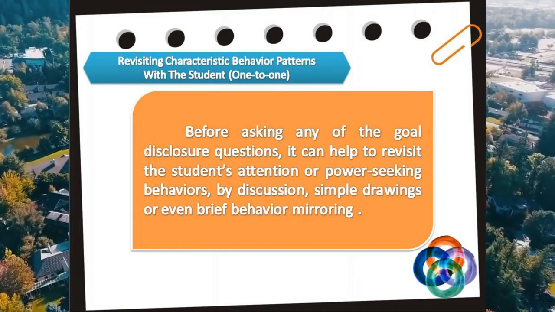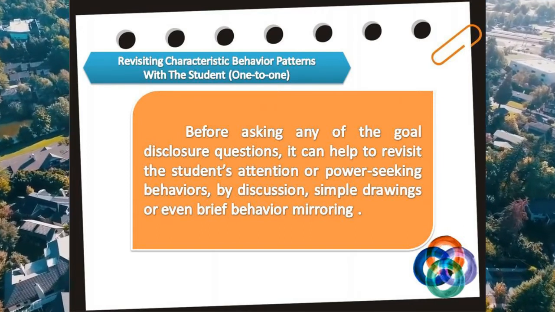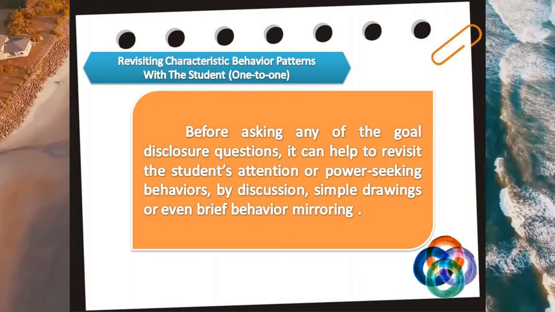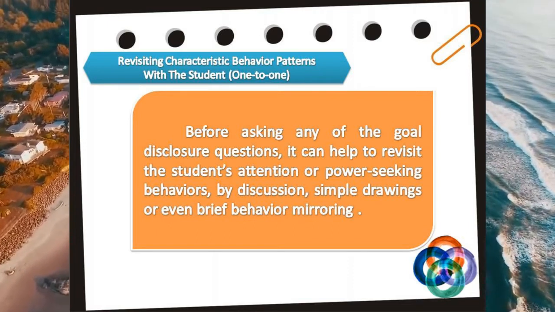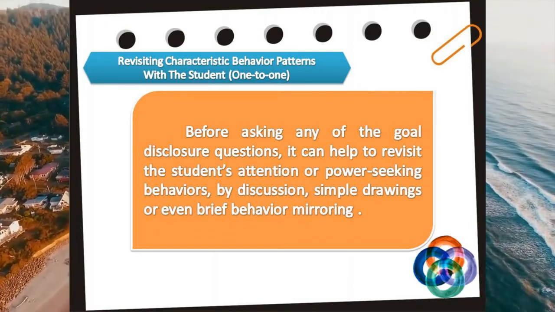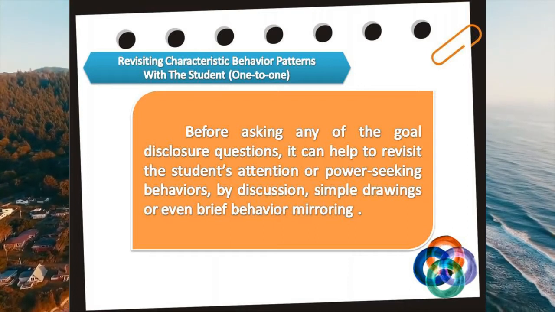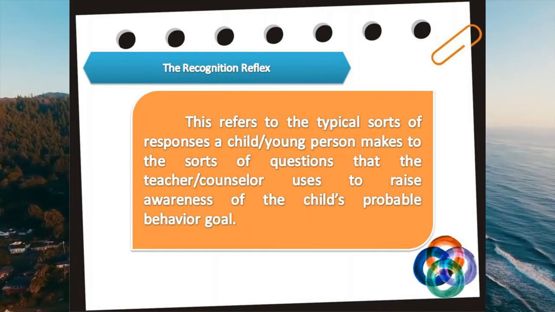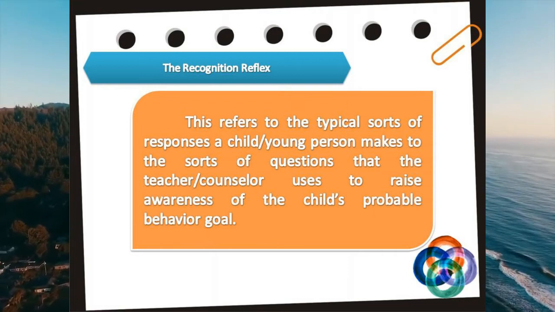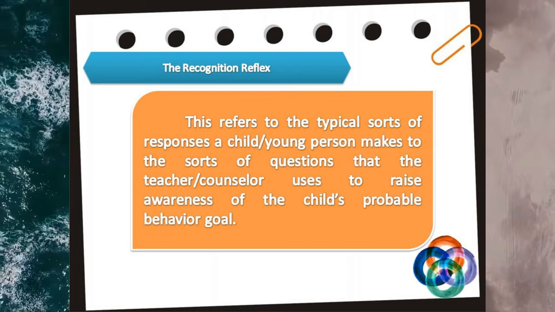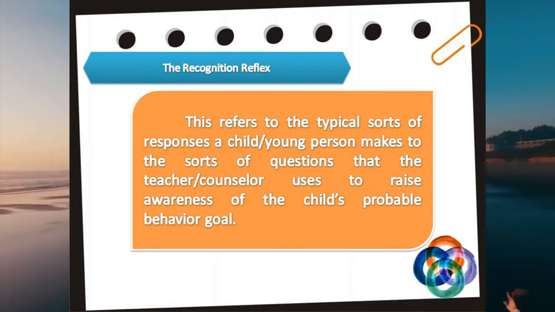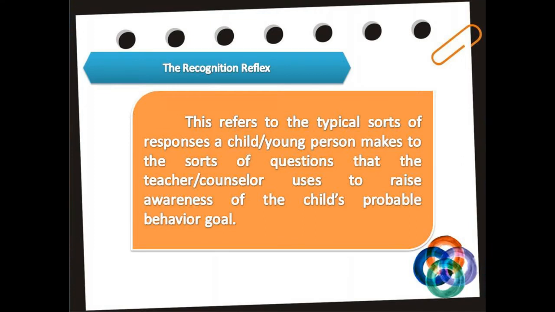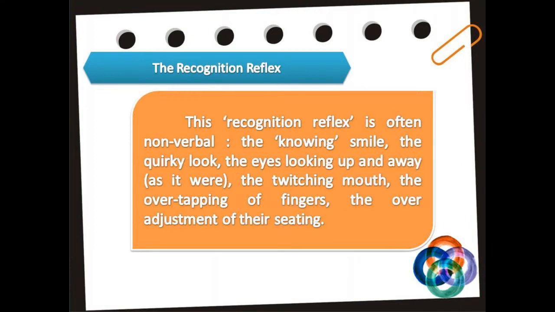Revisiting characteristic behavior patterns with the student. Before asking any of the goal disclosure questions, it can help to revisit the student's attention or power-seeking behaviors by discussion, simple drawings, or even brief behavior mirroring. The recognition reflex. This refers to a typical source of responses a child or young person makes to the questions that the teacher or counselor uses to raise awareness of the child's probable behavior goal. This recognition reflex is often nonverbal.